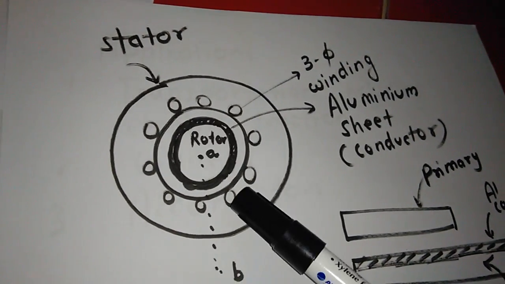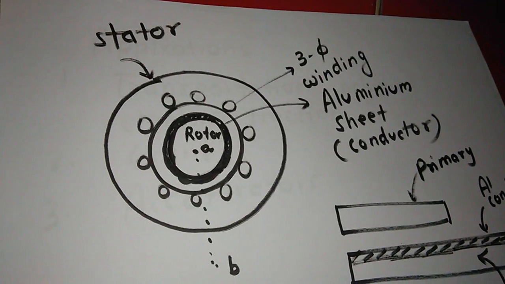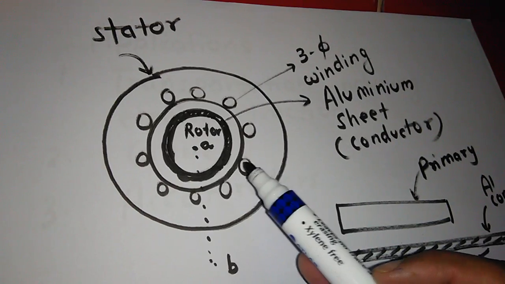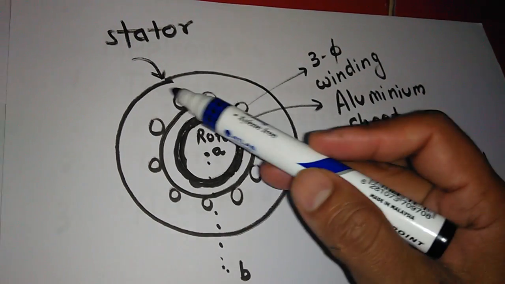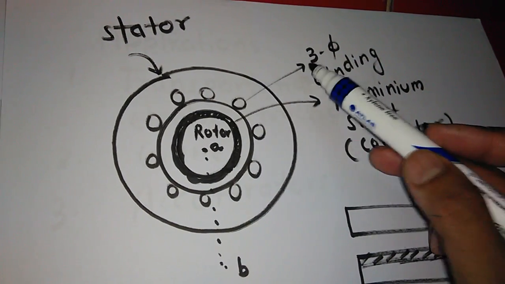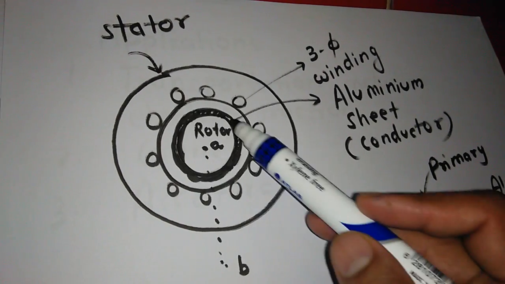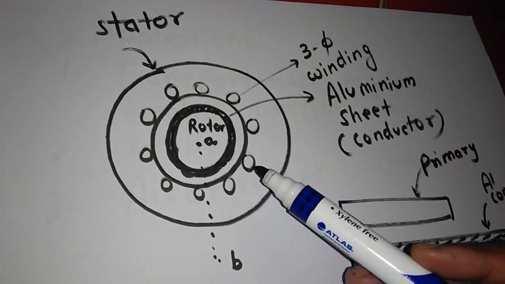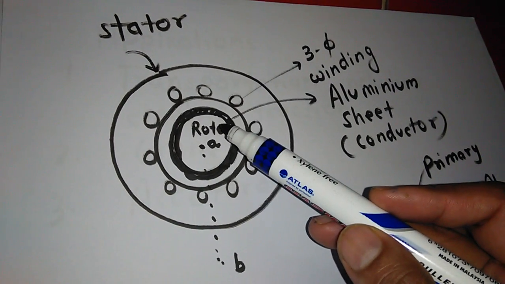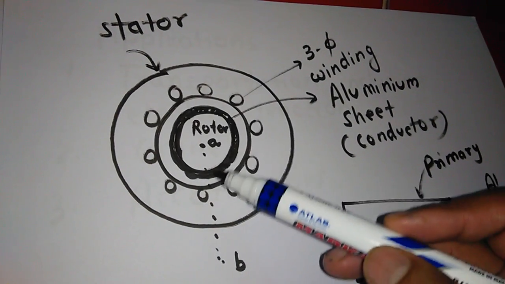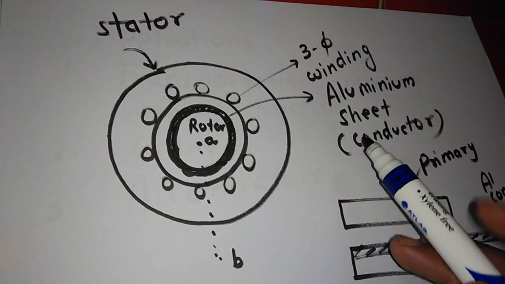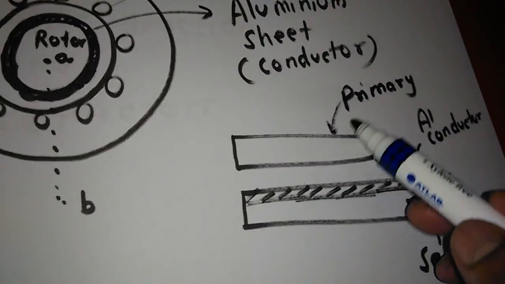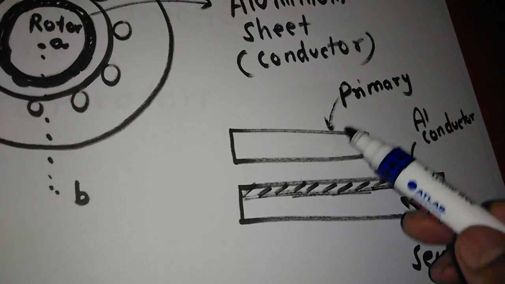See here, the figure shows a polyphase rotary induction motor. Let the stator be cut along. This is the stator, this is the three-phase winding, and these are the aluminum sheets on the conductors. This is the rotor part. Let the stator be cut along the line AB and spread out flat, as shown in this figure. So we can find that this forms the primary of the linear induction motor.